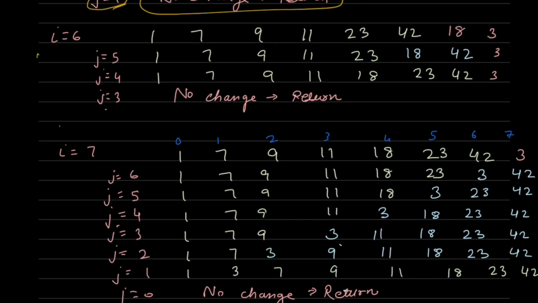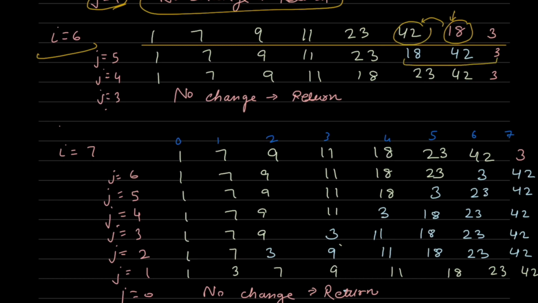Now i equals 6. This is the state of the array. We are at 18, the sixth element. We compare 18 with its previous element, which is 42. It is smaller, so it gets swapped.